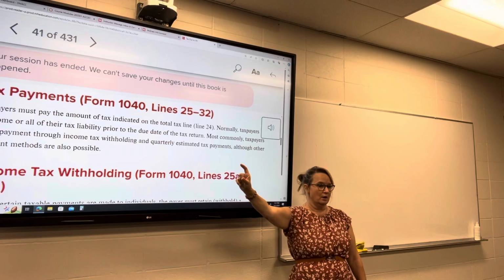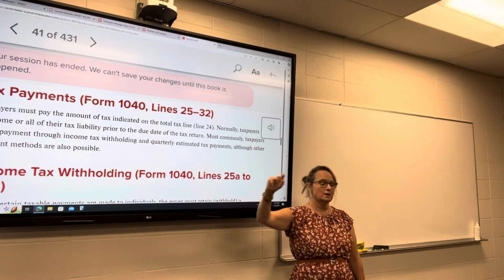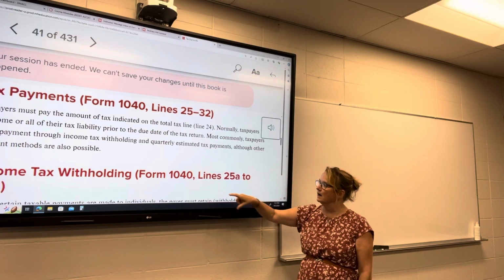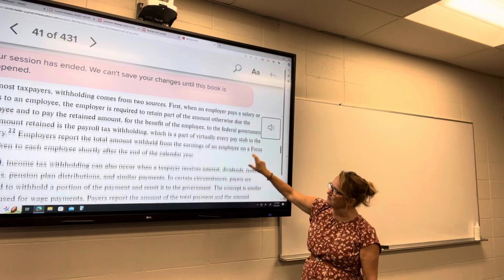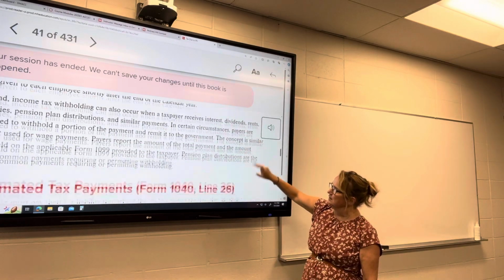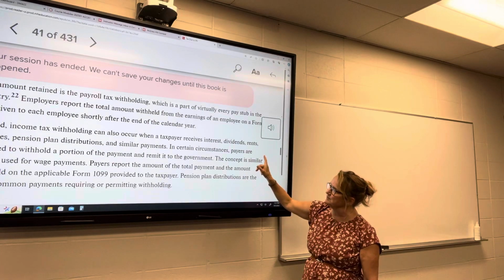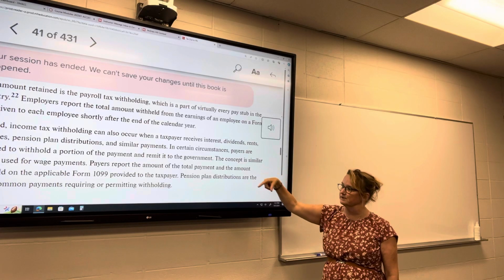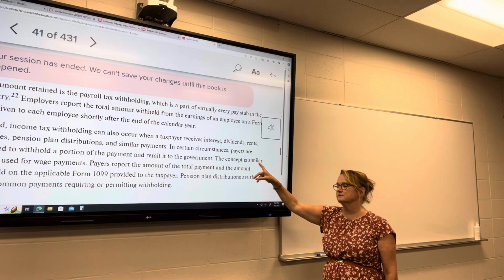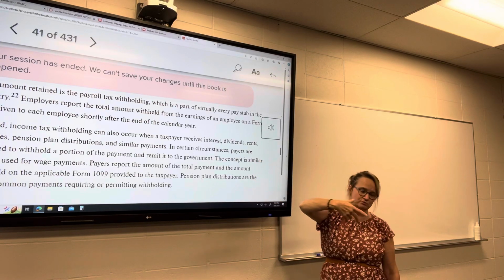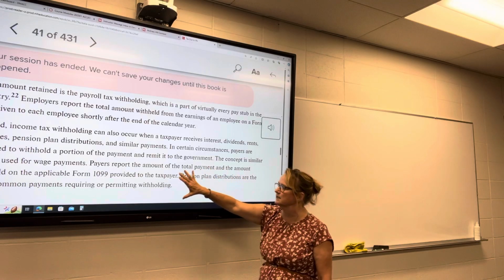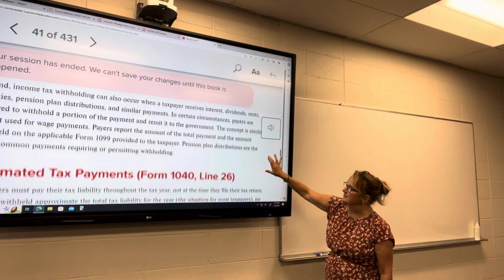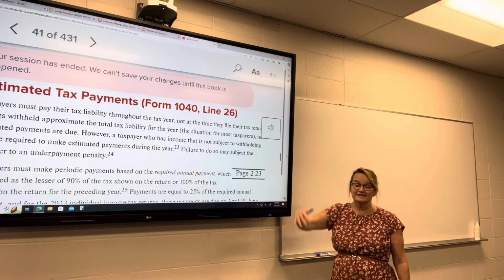Tax payments, usually it's through withholding, and you remember on page 2 of the 1040, there's a spot for withholding from W-2 forms, and withholding from 1099 forms, which is less common. The 1099 forms are for when somebody receives interest, dividends, rent income, royalties, or pension plan distributions. So it could come from the 1099s, or from retirement distributions. That's where the 1099 withholding would come in.